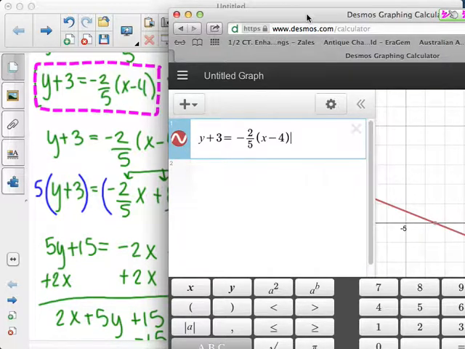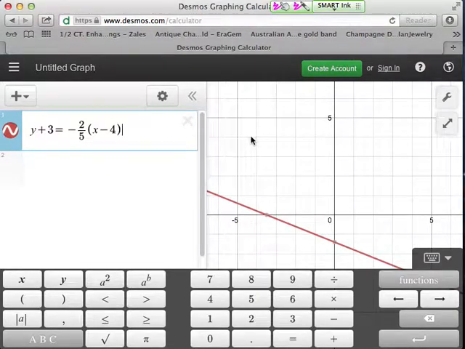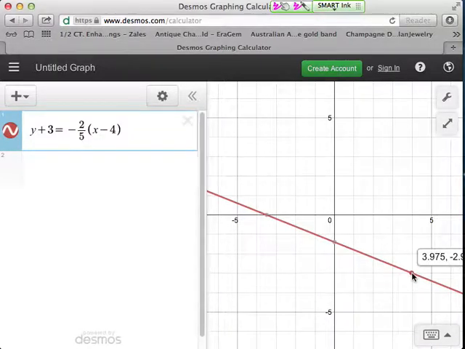All right, so it should pass through the point 4, negative 3. Let's check. There it is. There's the point 4, negative 3 about. Okay. And it has a slope of negative 2 over 5. If we start at one point like this, go down 2 over 5, sure enough we get to another point. Okay? All right, so we did a good job.